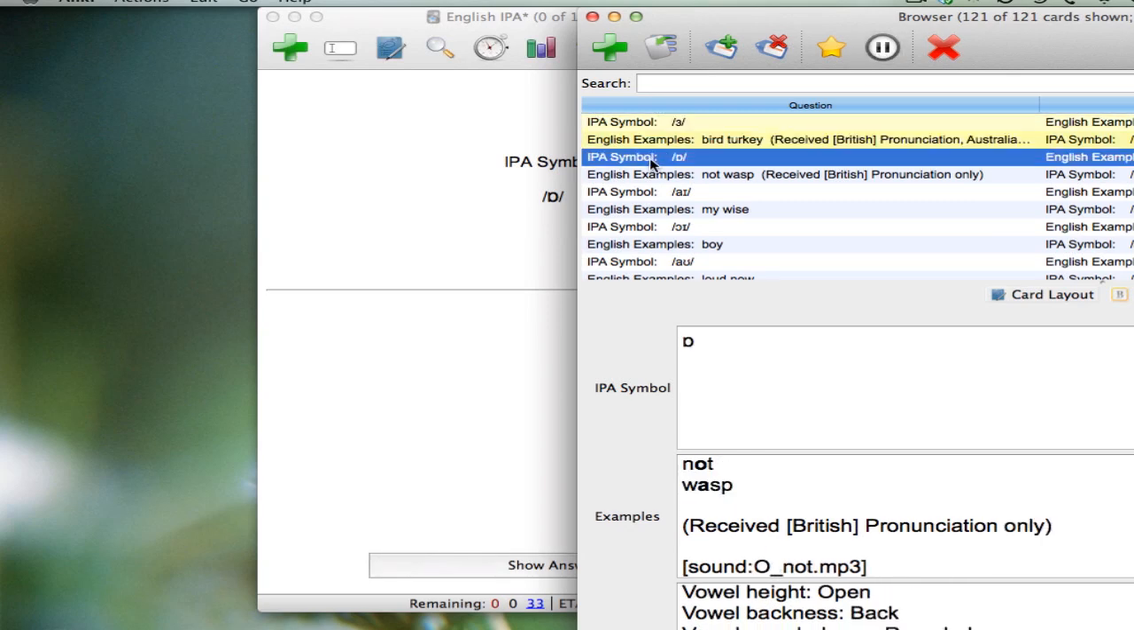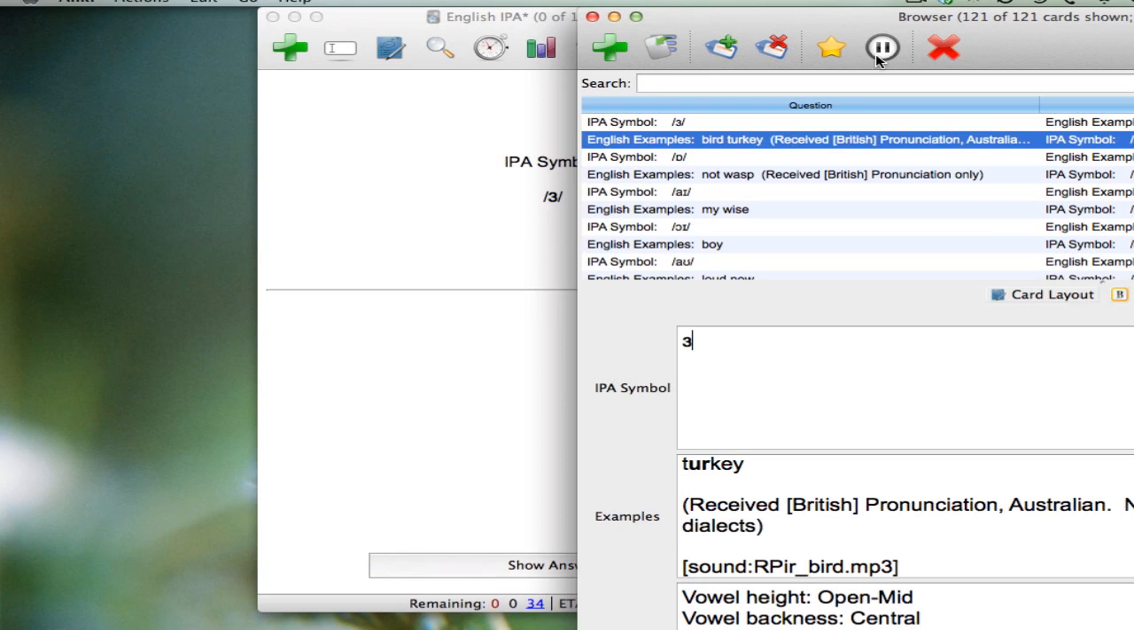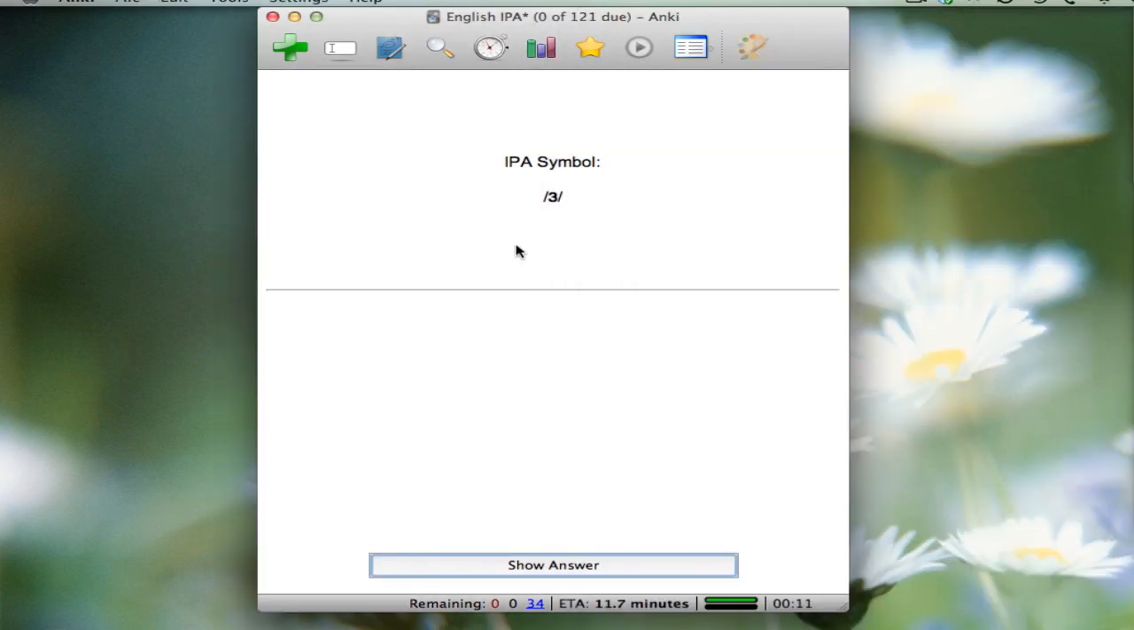Anything that's yellow, you're not going to see ever again. It's sort of suspended from your deck, it's on hold. If you want to turn it back on, you can do that, certainly. But anytime you see a sound that you think, okay, I have no connection with this, I've never heard this sound before, and I never will again, you don't need to learn it, and so just suspend it. I think that's probably best.